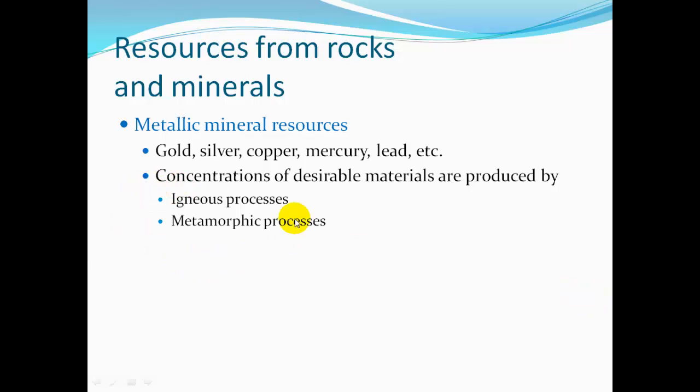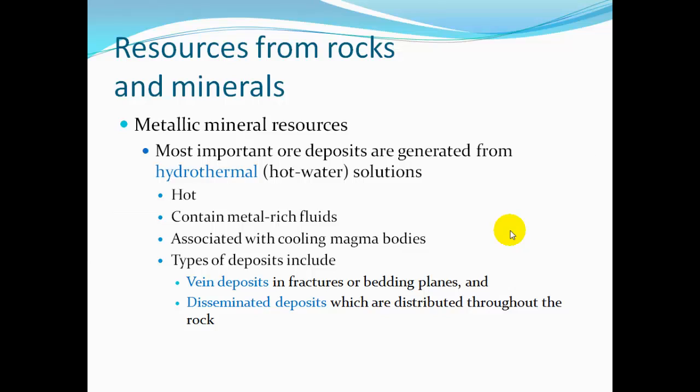Okay, now it's also important about rocks and minerals that we get our resources from them, metallic mineral resources such as gold, silver, copper, mercury, and lead. Now these minerals may be grouped together or concentrated by igneous processes and metamorphic processes.